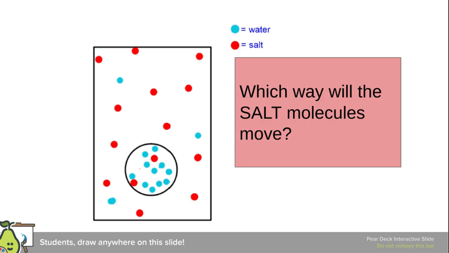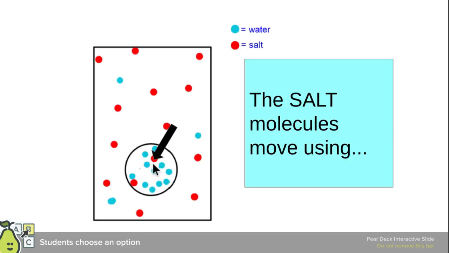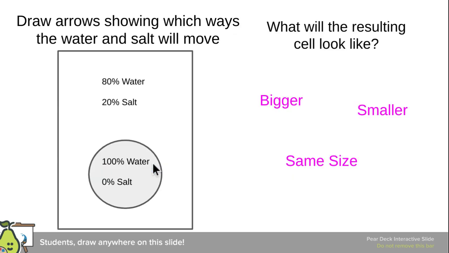What about the red salt dots? Where are those going to move? Well, the salt is going to move into the cell because it wants to reach equilibrium. What process is going to move the salt molecules? It's not osmosis, they're not water, they're going to move using diffusion.